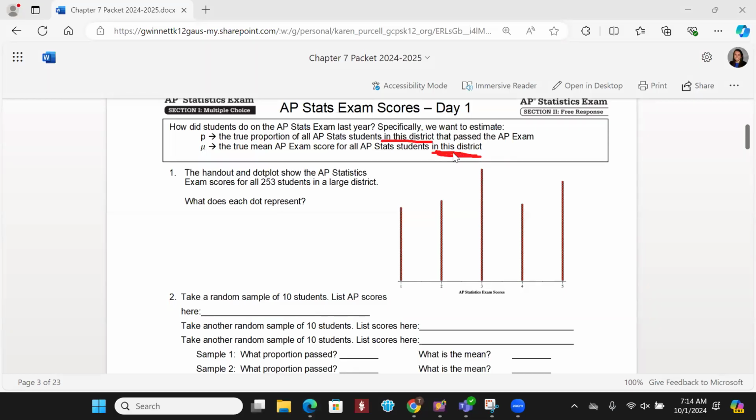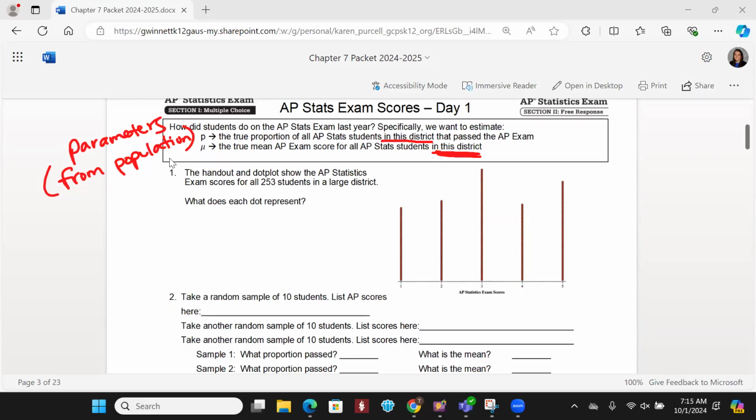Okay, that's something to be paying attention to because these are called parameters. We talked about that in unit one just briefly, and that means that it's coming from a population. Okay, so parameters are coming from a population. So mu and p are the true proportion and true mean.